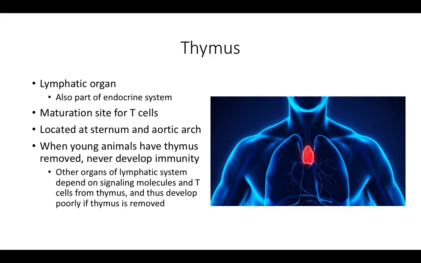And I just wanted to reiterate how important it is in your immunity because we have this little blurb here about when young animals have their thymus removed, they never fully develop immunity, which can obviously be compromising for their health. And the other important information here is that other organs of the lymphatic system, besides the thymus, actually depend really heavily on different signaling molecules and hormones and factors like that that come from the thymus. And so if the thymus is removed or poorly developed, then that means that other organs of the lymphatic system will be poorly developed as well.